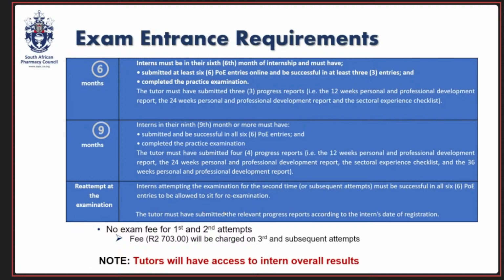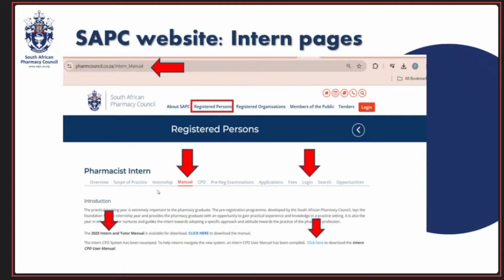And then the tutors must also have submitted the relevant progress reports according to the intern's date of registration. So this is important. And please note that there is no exam fee for the first and the second attempt, and interns will be expected to pay a fee of 2,703 when they are booking for the third attempt, and then tutors will have access to interns' overall results. So please take note of that.